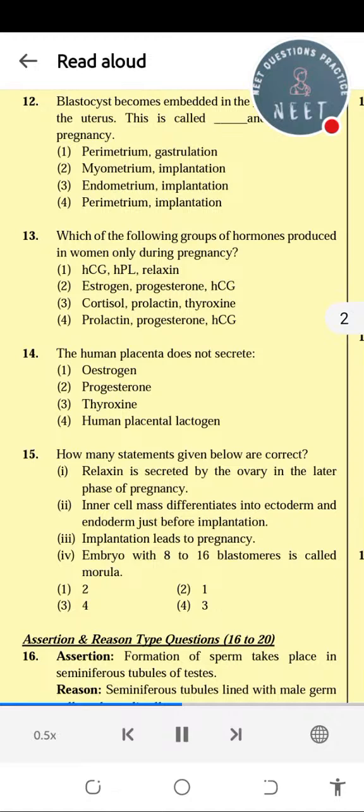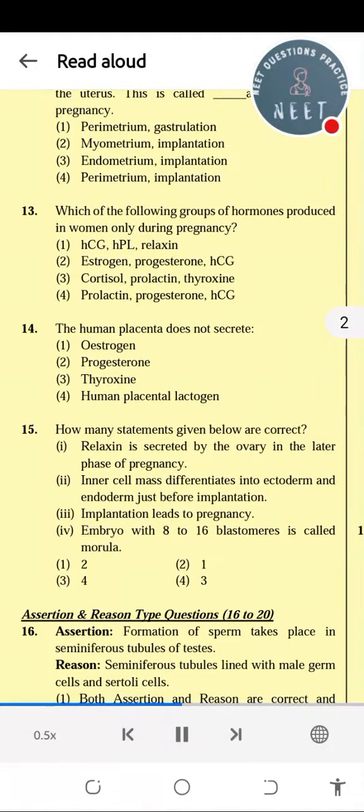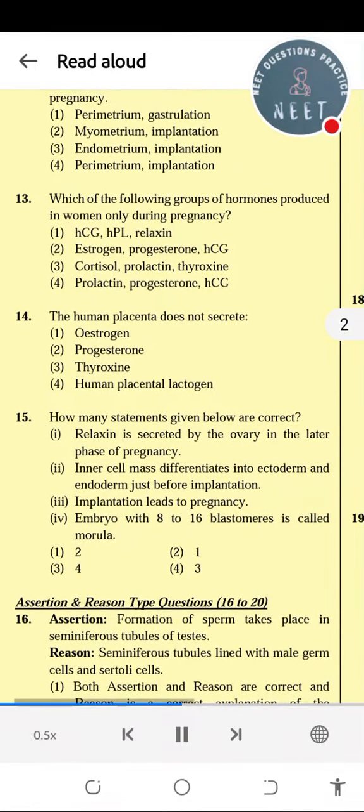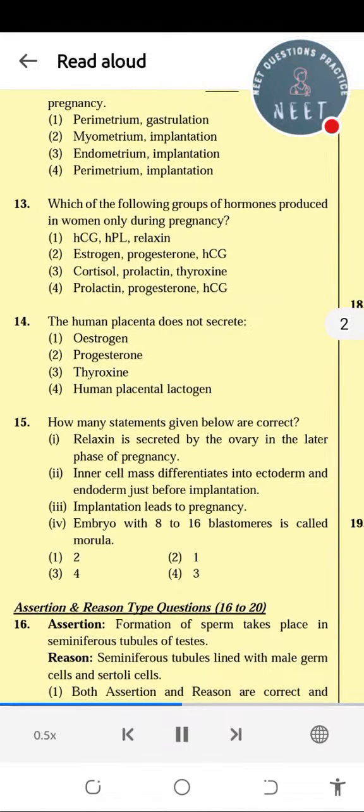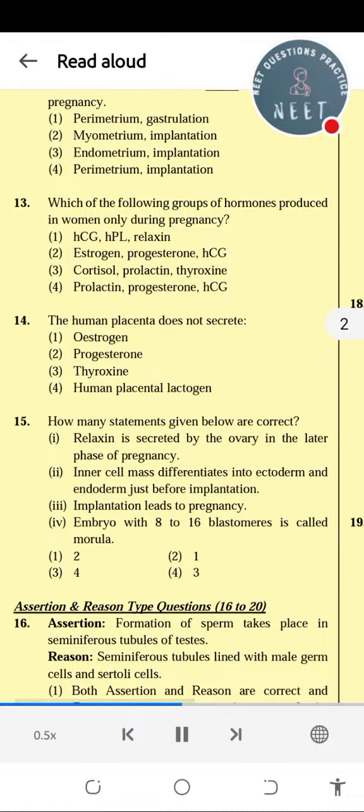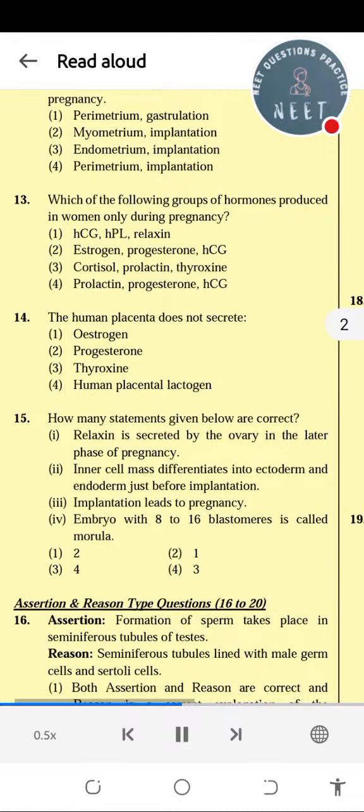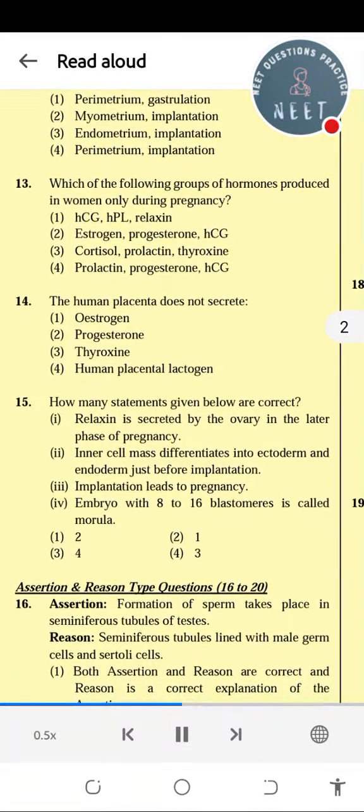15. How many statements given below are correct? I. Relaxin is secreted by the ovary in the later phase of pregnancy. II. Inner cell mass differentiates into ectoderm and endoderm just before implantation. III. Implantation leads to pregnancy. IV. Embryo with 8 to 16 blastomeres is called morula. Options: 1, 2, 3, 4. Assertion and reason.